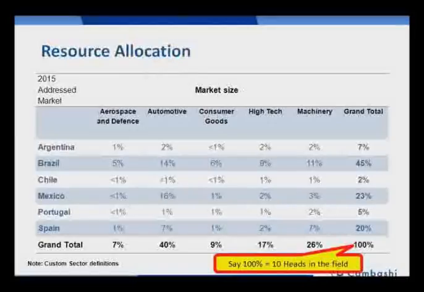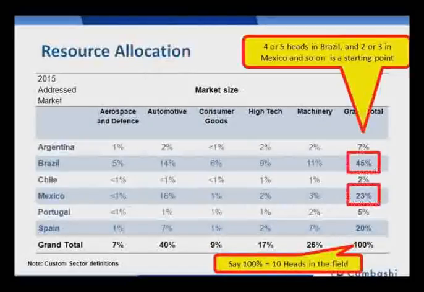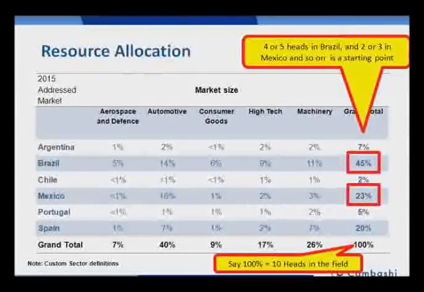The starting point, and that's all it is, it's unlikely resources will end up like this, but you can get started by considering a headcount allocation in proportion to the size of the opportunity. So let's say history and current thinking on budgets and headcounts mean you're expecting a total of 10 in-country sales and marketing heads. Then just by proportions, you might expect 4 or 5 in Brazil and 2 or 3 in Mexico. And you can see the overall totals for each sector. But this is only a starting point.